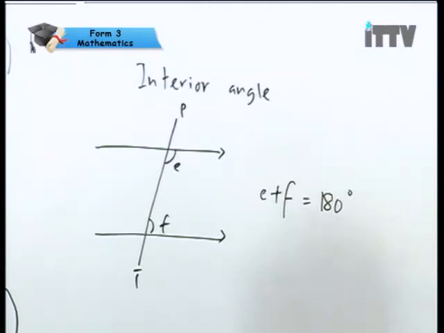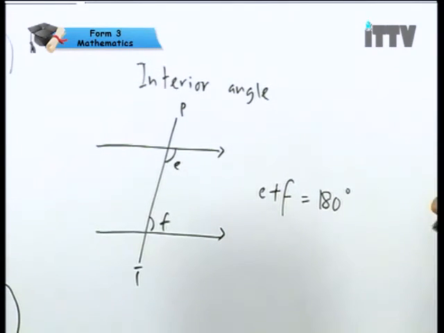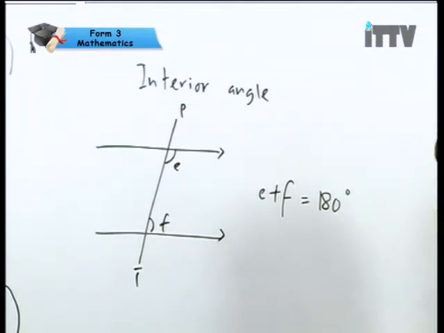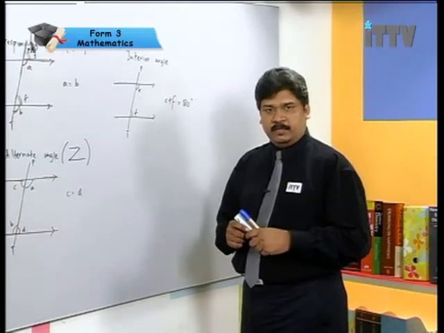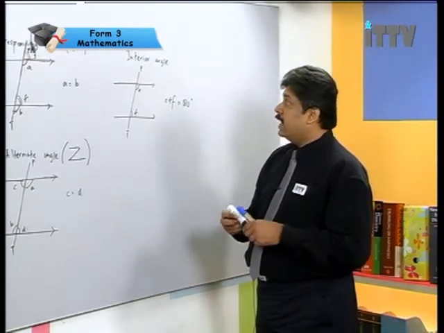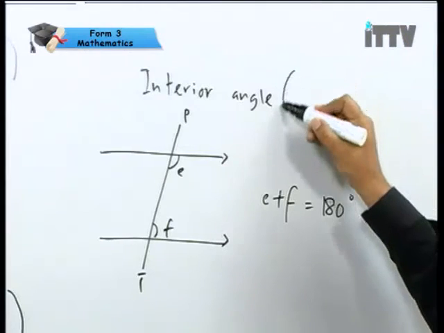Well, boys and girls, let us now turn our attention to the interior angle. Like the corresponding angle and the alternate angle, interior angle also carries an alphabet. The alphabet that is being carried here would be a U.